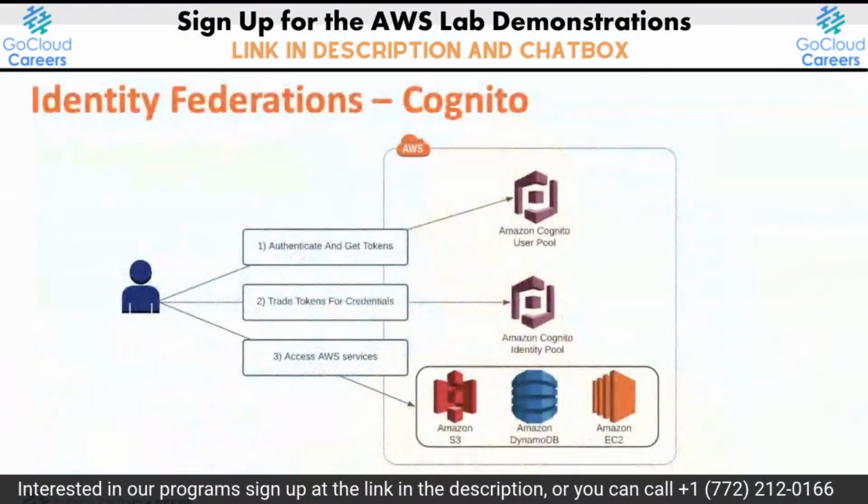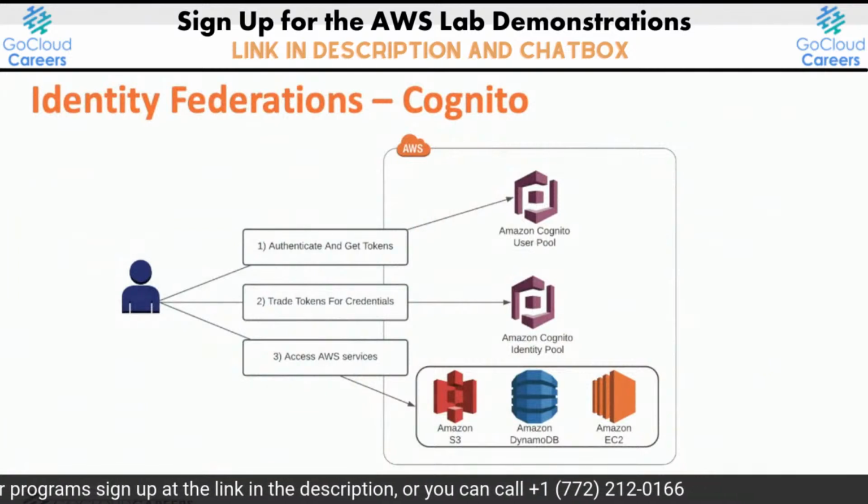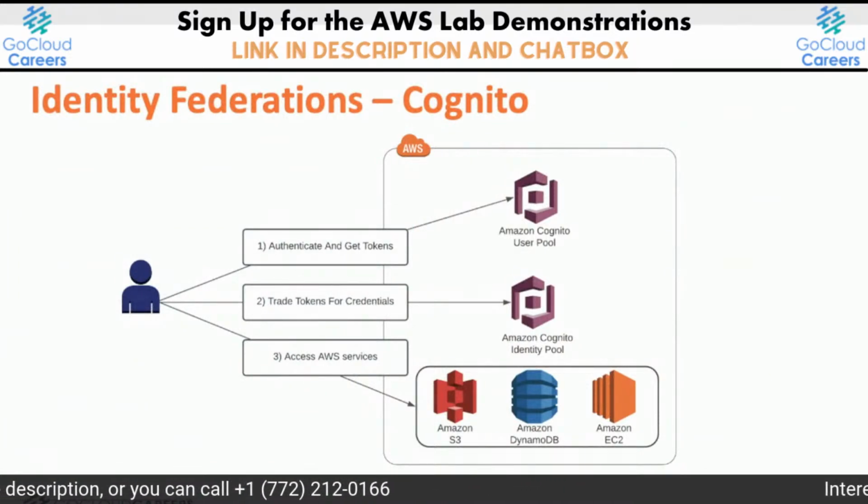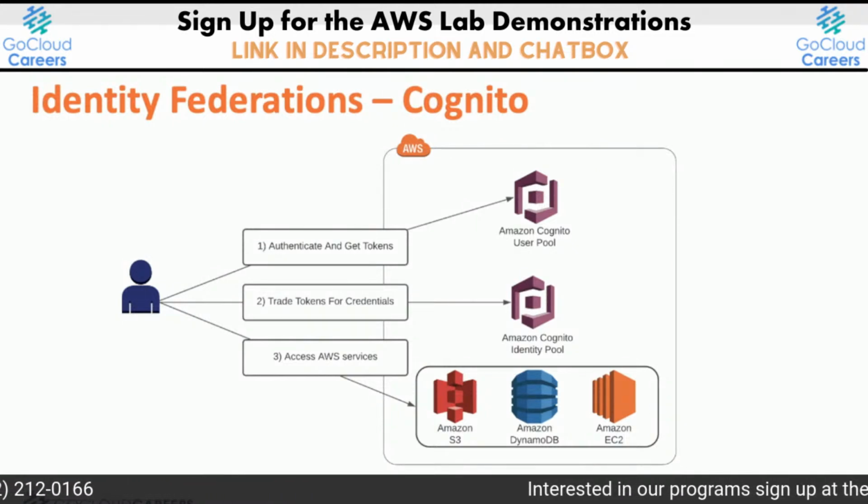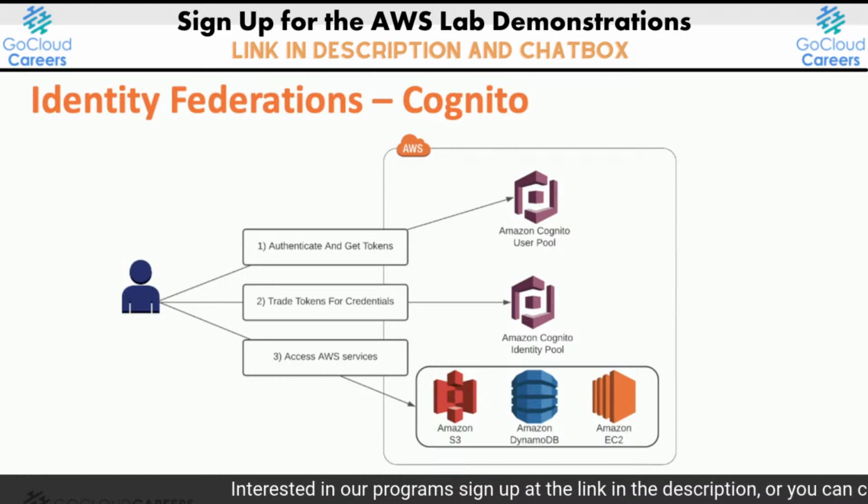Visually, graphically, I'll show you what that looks like. Got a user that logs in and gets a token. They then trade their token for credentials. And then they use those credentials to access whatever services they've been assigned. That's really what's going on. We're dealing with identity federation with Cognito.